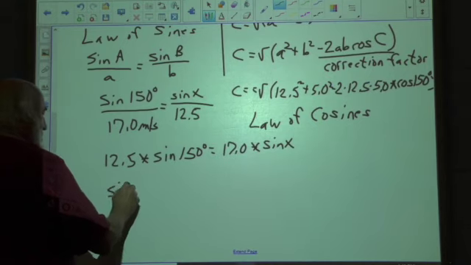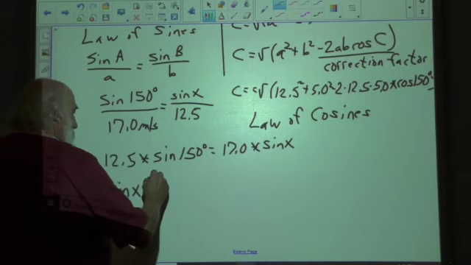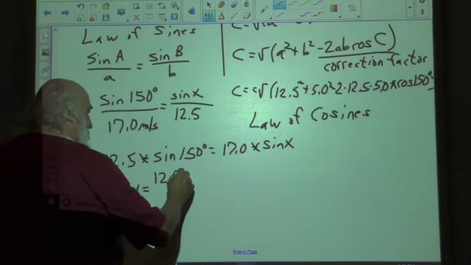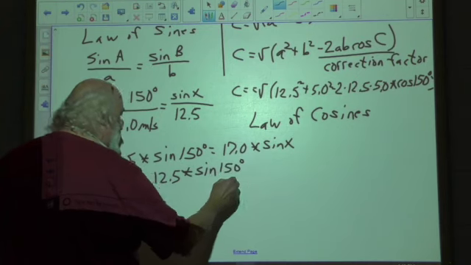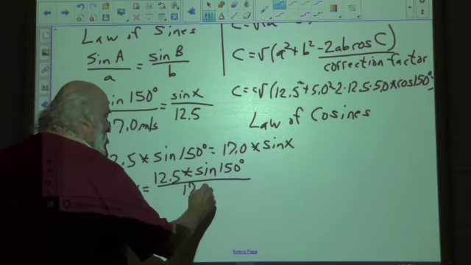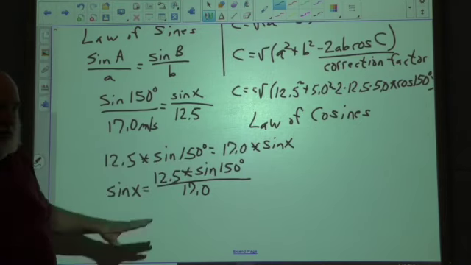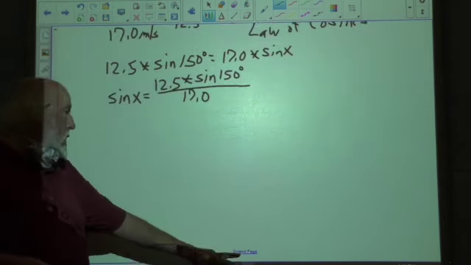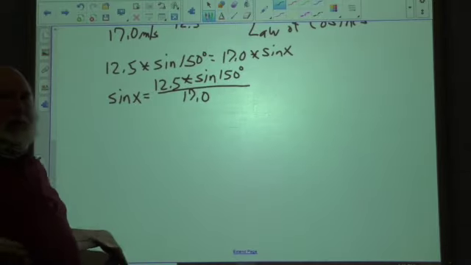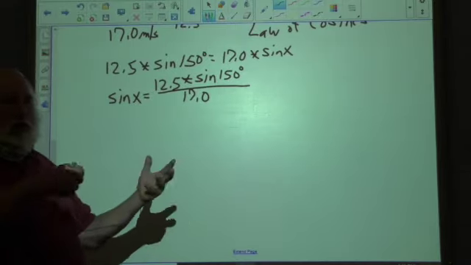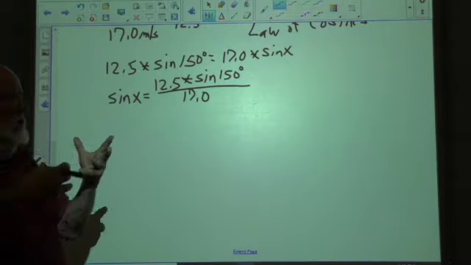To get this by itself, we have to get rid of the 17.0. So that means sine of X is going to equal 12.5 times the sine of 150 degrees over 17.0. But we don't want the sine of X. The sine of X is whatever this turns out to be. Now you can calculate that if you want. I like to do it all in one step, because if I make a mistake, I don't have to go through a calculator and change two, three steps, whatever. I can just change it in one step.